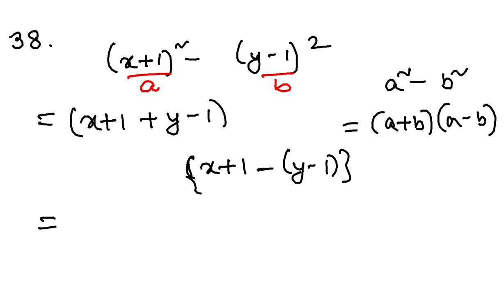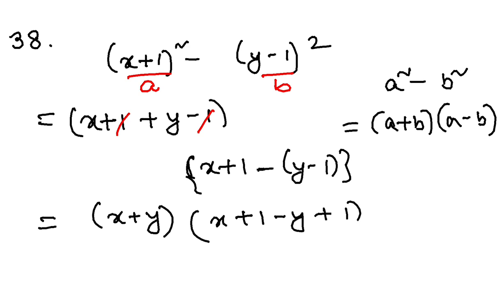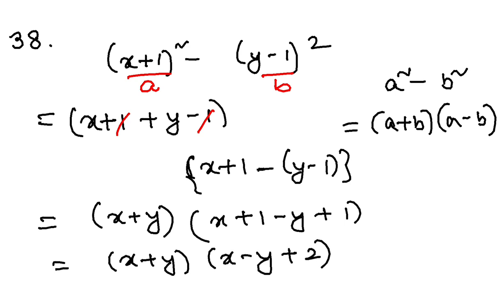Okay. So now here 1 and 1 cancelled. So I am left with x plus y. Okay. And here x plus 1 minus y plus 1. So x plus y, x minus y plus 2. This is my final answer. I hope you have understood this logic over here. So a square minus b square, a plus b into a minus b. Again, this question is very important from examination point of view. Alright, so in the next video, we shall be covering exercise 13.2.